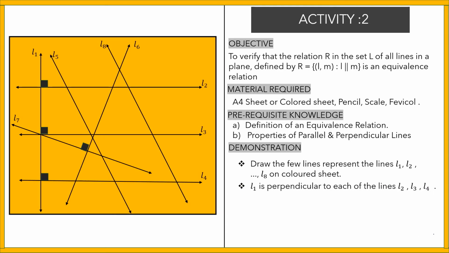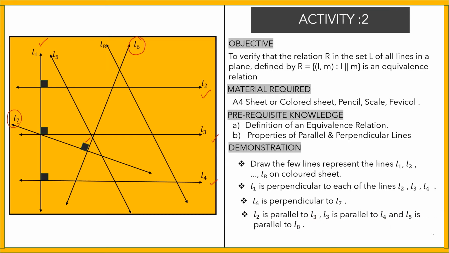Now you see the line L1 is perpendicular to L2, L3 and L4, and L6 and L7 are also perpendicular. L2 is parallel to L3. These two lines are parallel. L3 is parallel to L4 and L5 is parallel to L8.